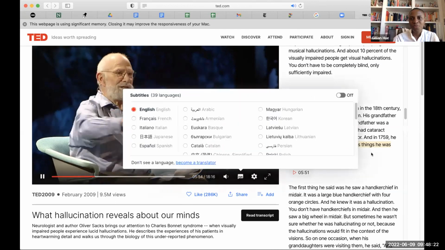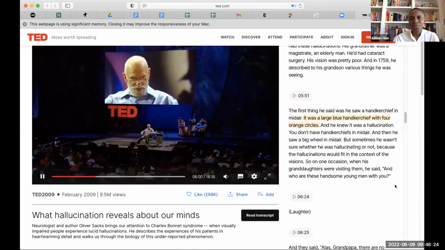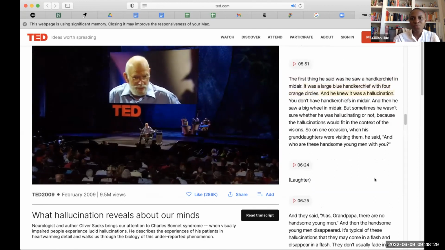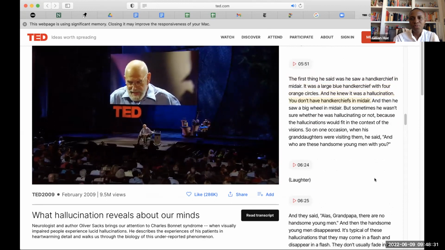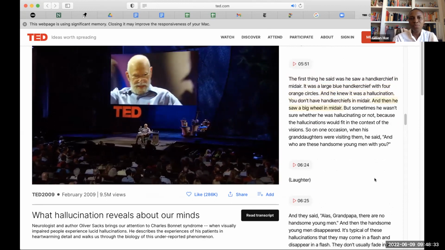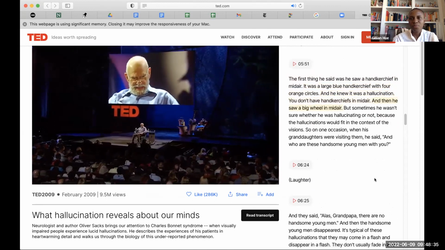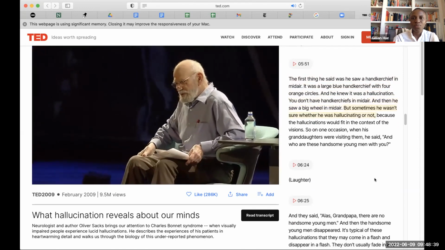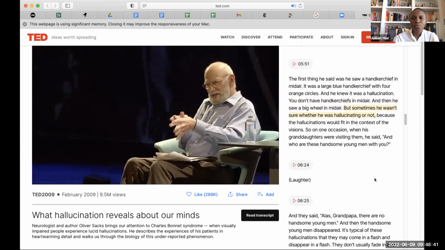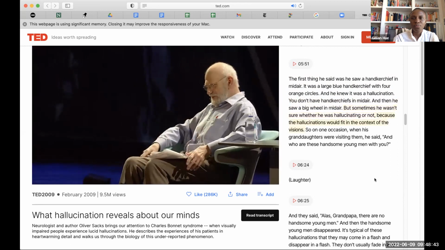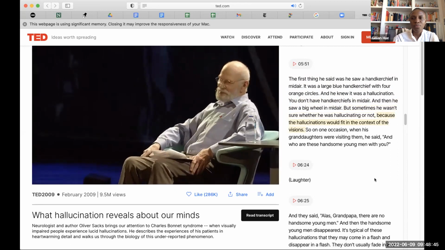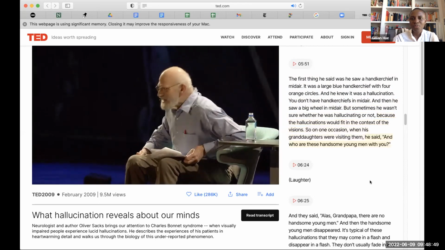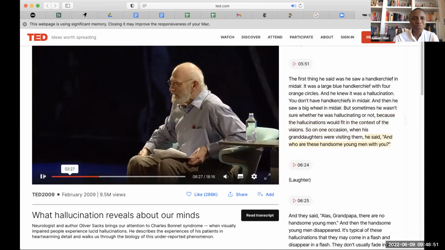Midair. It was a large blue handkerchief with 4 orange circles, and he knew it was a hallucination. You don't have handkerchiefs in midair. And then he saw a big wheel in midair. But sometimes he wasn't sure whether he was hallucinating or not, because the hallucinations would fit in the context of the visions. So on one occasion, when his granddaughters were visiting him, he said, "And who are these handsome young men with you?"